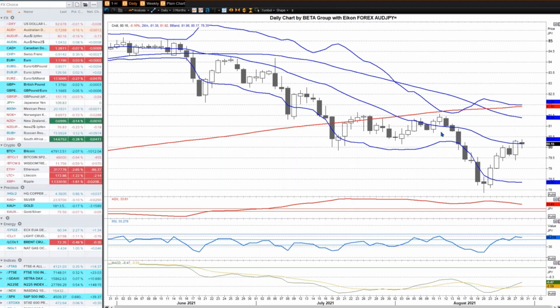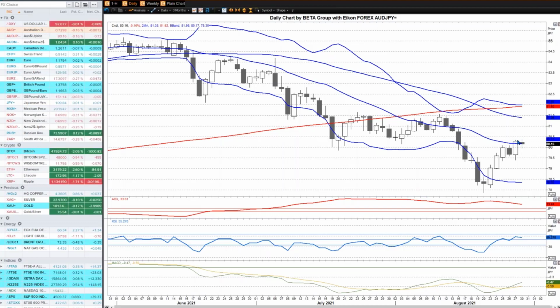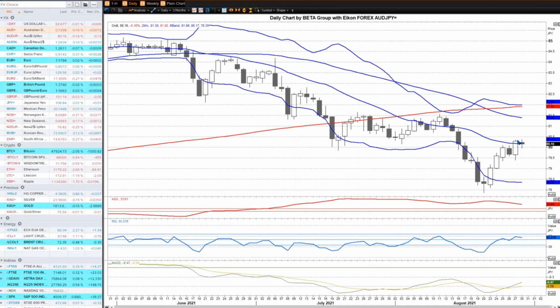Big resistance in here from 80.50 to 81.50. This looks like a familiar sort of shape, doesn't it? And so if we're going to get another lower high, it should be really right here. So watch this, for those of you that want to be short of the weakest and long of the strongest. This is the opportunity to monitor.